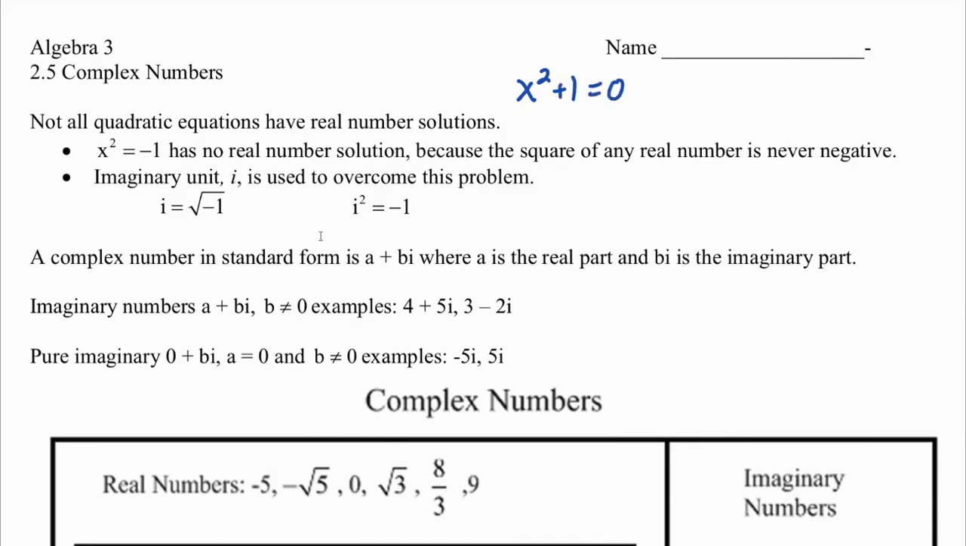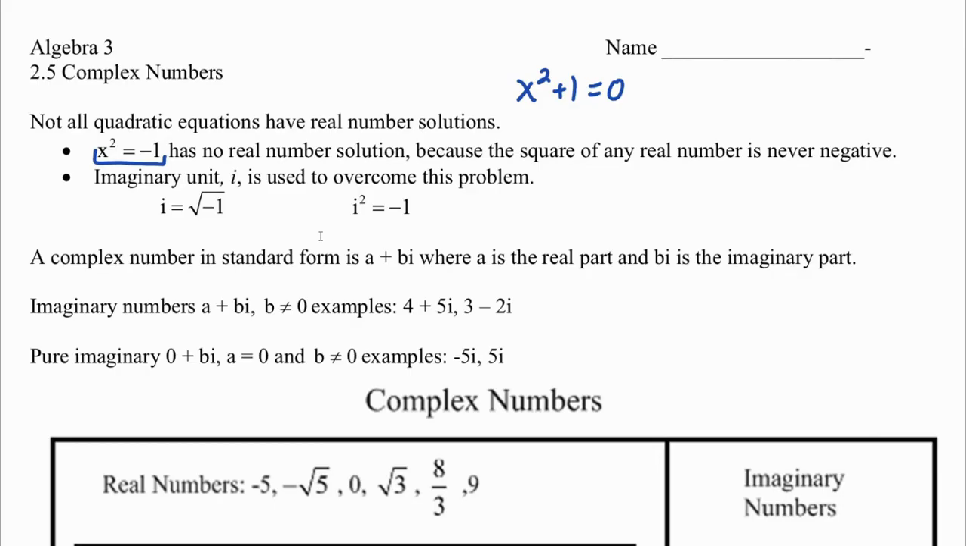This does not have real number solutions, right? We can't factor this. And so because x squared equals -1 has no real number solutions, we kind of have to compensate for that, right? Because if we did try to square root that, nothing squared is going to give us -1, right? 1 squared is +1. -1 squared is also +1. And so the way that we combat this problem is we have the imaginary unit i.